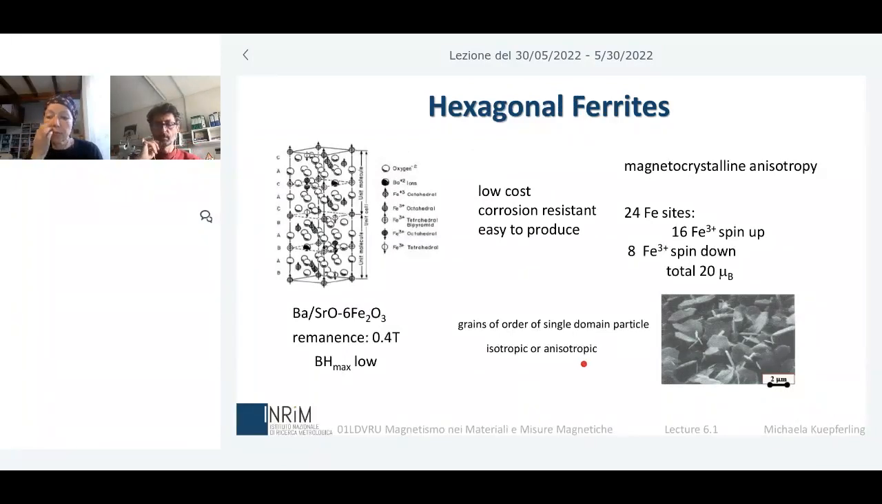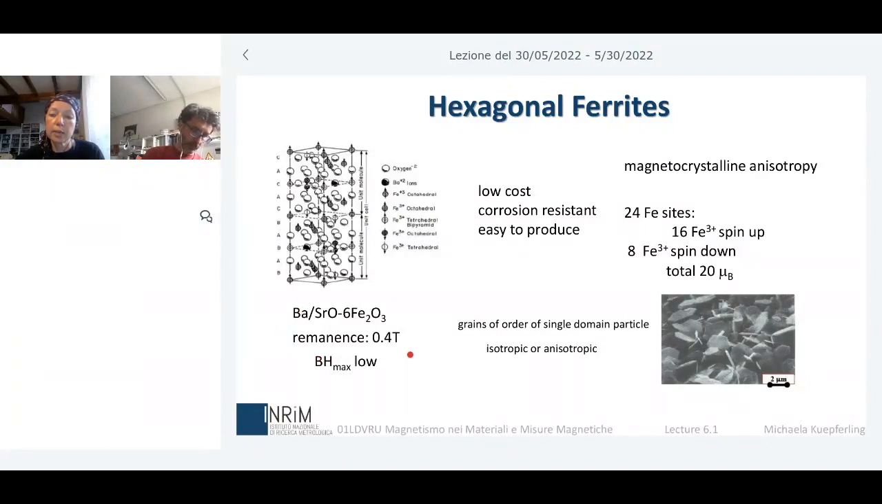In hexagonal ferrites, instead, we exploit exactly the magnetocrystalline anisotropy. So here you can see this unit cell. It's a hexagonal unit cell, as the name says, and a uniaxial anisotropy in the long direction of the unit cell. So this material has a lot of advantages. You can see here low cost, corrosion resistance, it's easy to produce, and so on. But one of the main disadvantages is again the remanence that is relatively low.